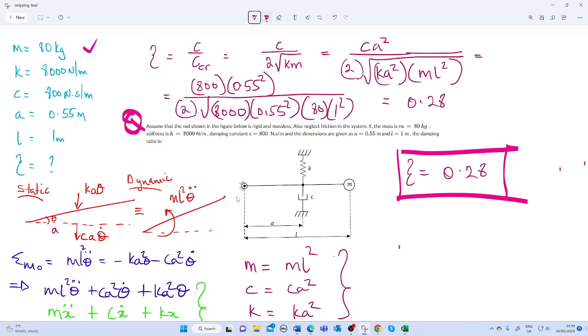From the equation given, we can slot in all the values into the equation of the damping ratio, which is zeta. Zeta equals C over critical C. That gives us C over 2 square root of Km, which gives us Ca squared over 2 root of Ka squared times ml squared, which eventually gives us 0.28. So the damping ratio calculated from this particular problem equals 0.28.